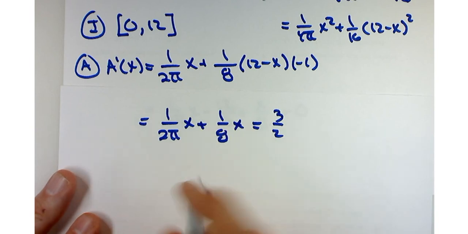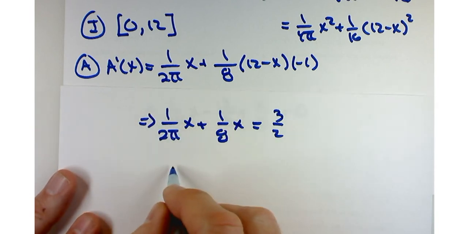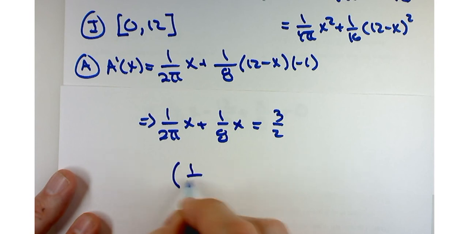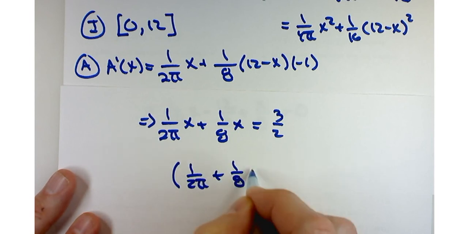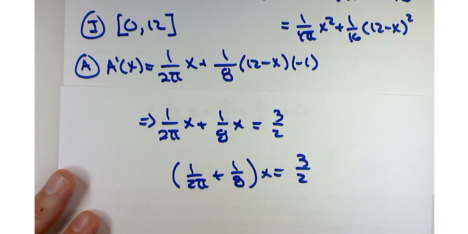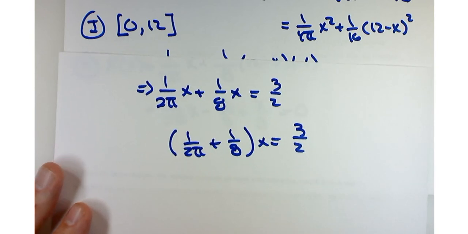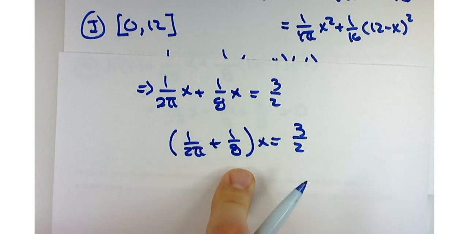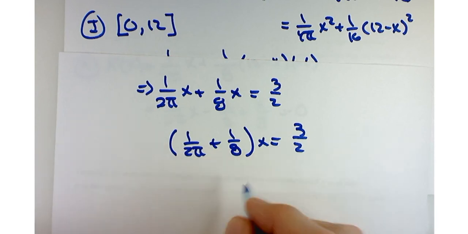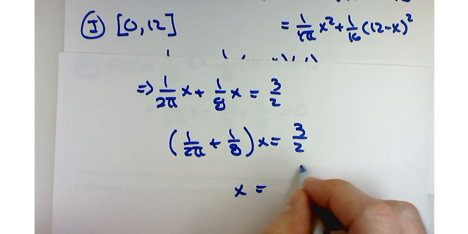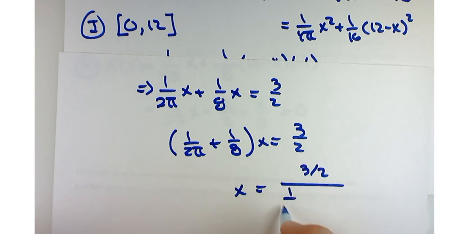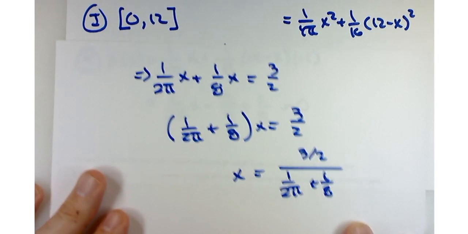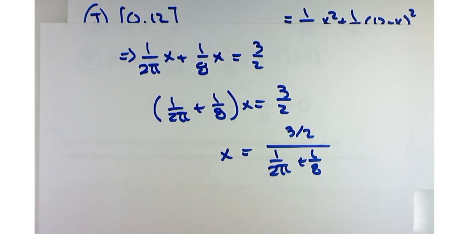You can factor out the x from here. So it's going to be (1 over 2 pi plus 1 over 8) times x equals 3/2. Whew. And finally, you want to divide both sides by this coefficient, so I get x equals 3/2 over (1 over 2 pi plus 1 over 8). Now this is a critical point. I don't know if it's a minimum or a maximum. I just know that it's a critical point.